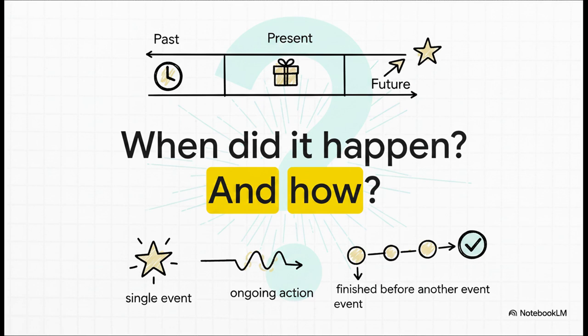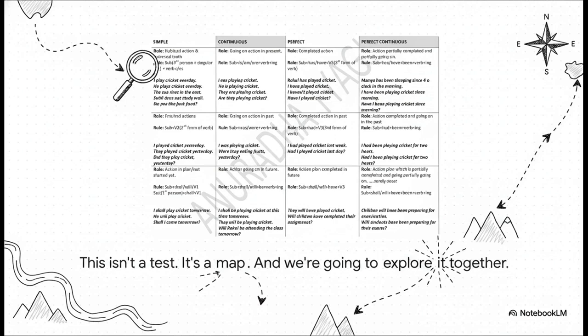Really, it all just boils down to two basic questions. First, when did it happen? Past, present, or future? Easy enough. And second, how did it happen? Was it a quick one-and-done thing? Was it an ongoing action? Or did it finish before something else started? Every single tense in the English language is just a mix and match of the answers to those two questions. That's the secret. And this is our map.